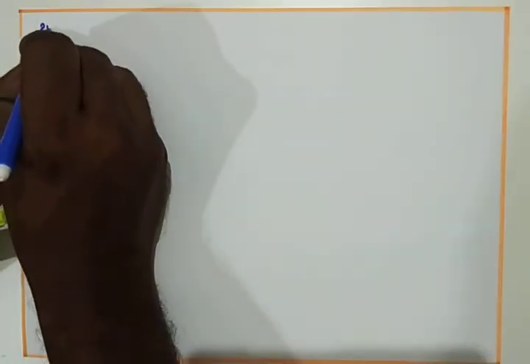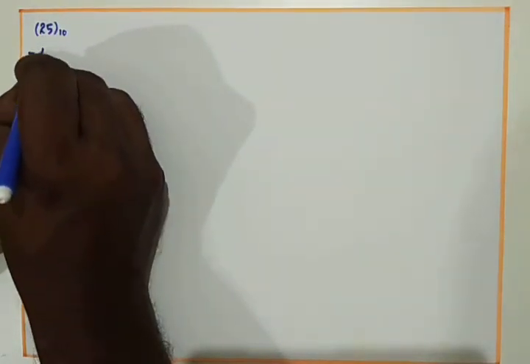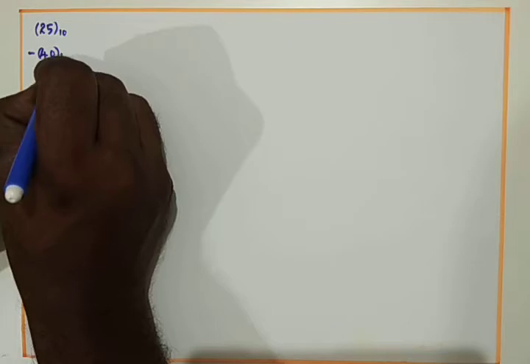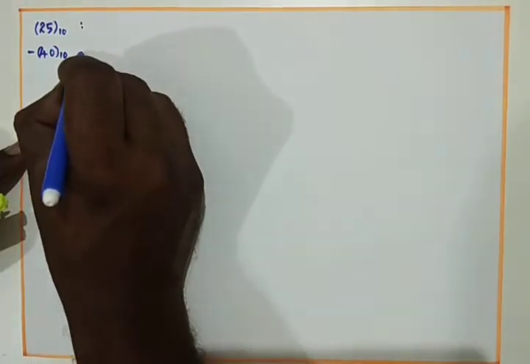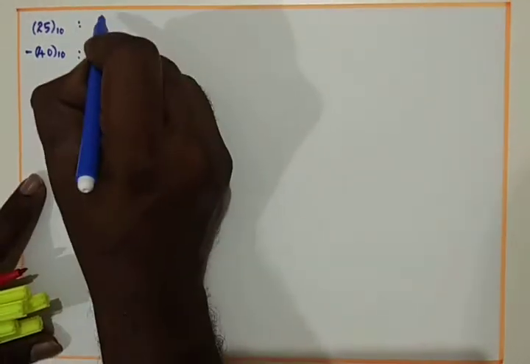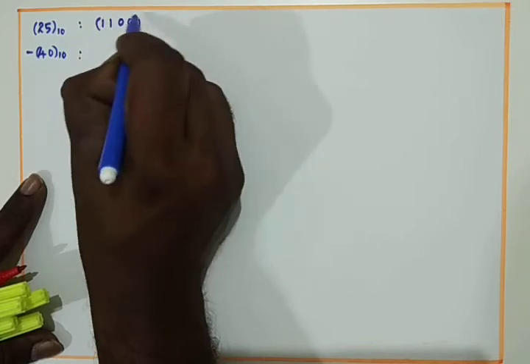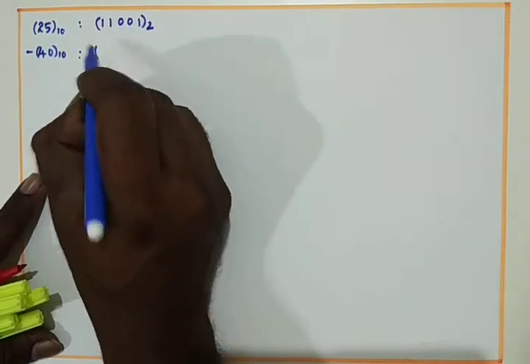Here I am writing: this is 25 base 10 minus 40 base 10. So convert this into binary form. 25 is 1 1 0 0 1. Just now we have seen 11001 base 2. Then 40 will be what?